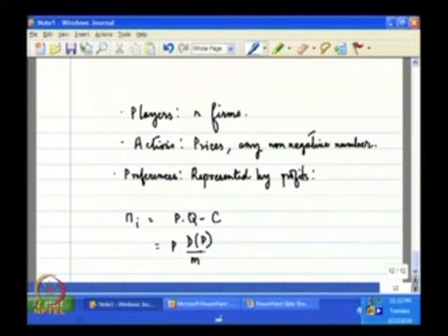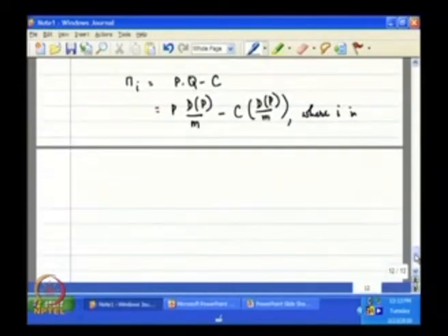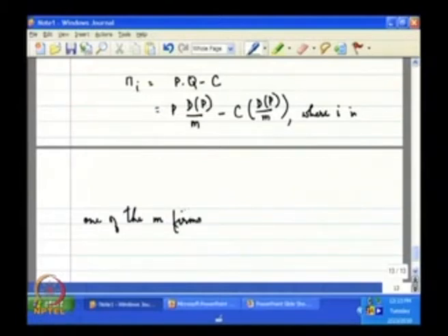but there is something else. M is the number of firms which are charging the same price, and this price is the lowest price in the market, minus C of this, where i is one of the M firms. So, let me explain this.